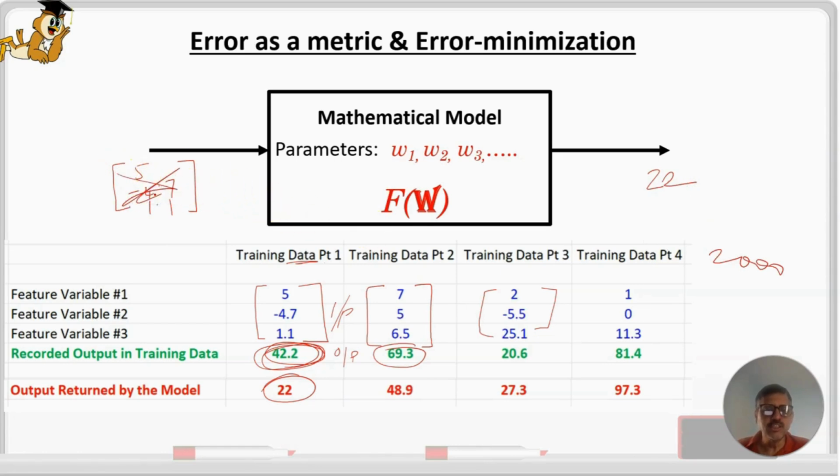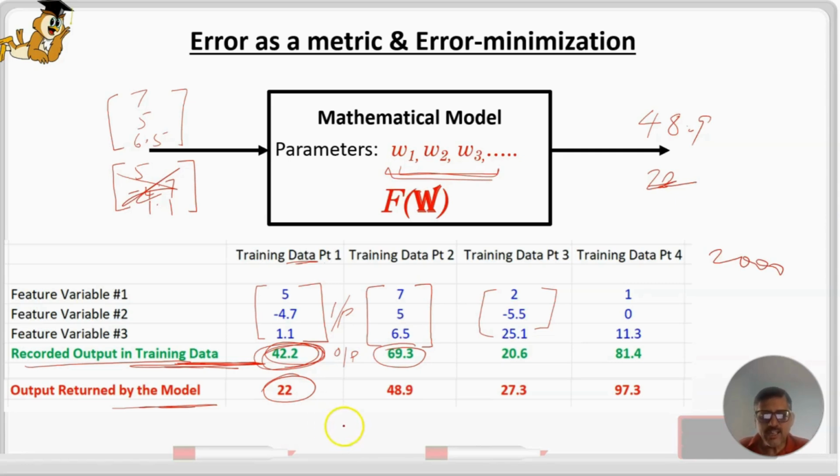Similarly, instead of this, if you gave, let us say, 7, 5, 6.5, which is the second training data point, as an input, you would observe the output to be, let's say, this model returned 48.9. So that is the way in which this table has been tabulated, right? So the recorded output in the training data, what you observed, and the output returned by the model for certain values of these parameters W, right?